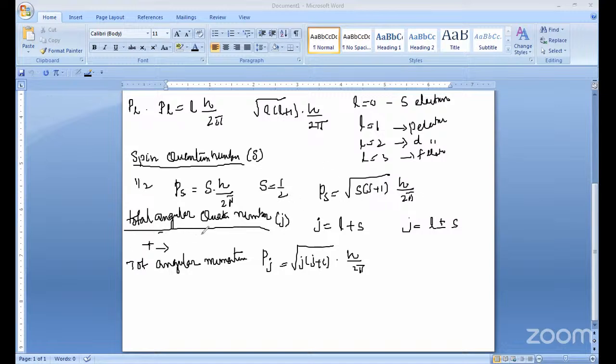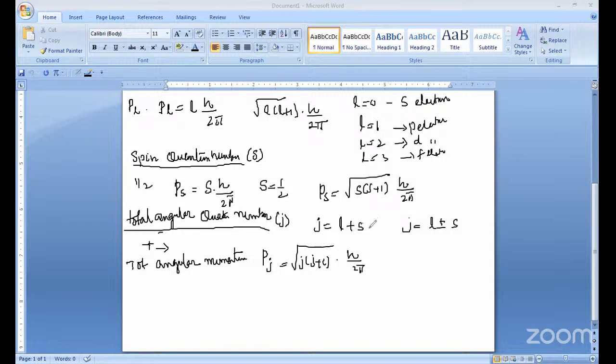And then we have the total angular momentum quantum number J. The total angular momentum J is the angular momentum of the electron due to both the orbital as well as the spin motion. So generally its numerical value is the vector sum of these two, that is J is equal to L plus S.